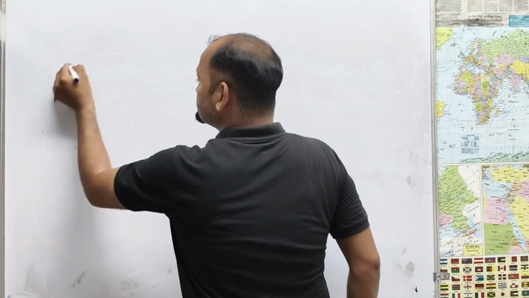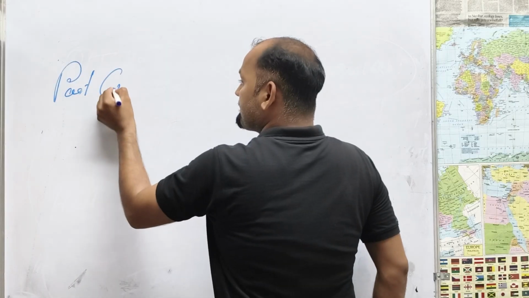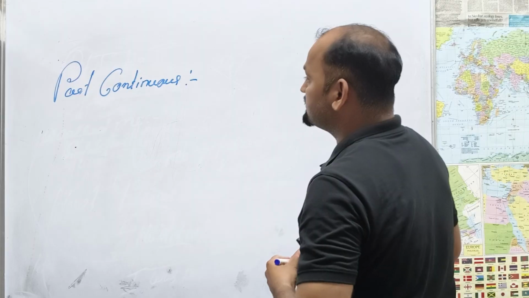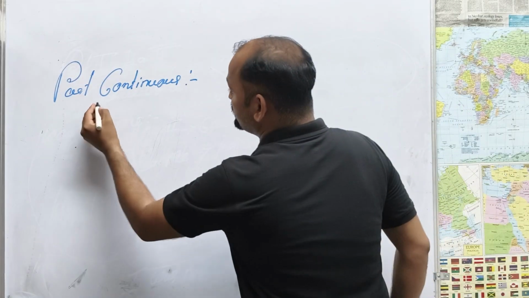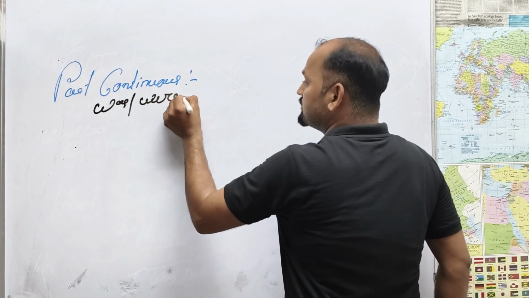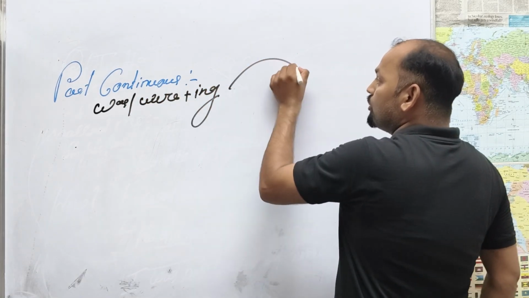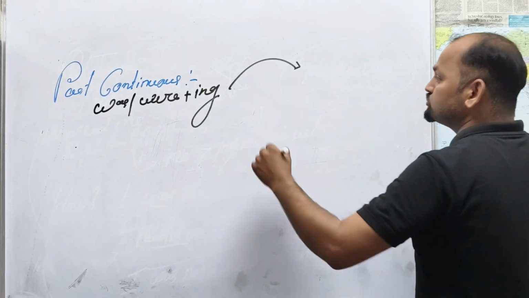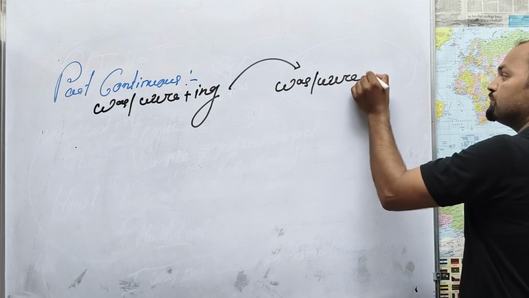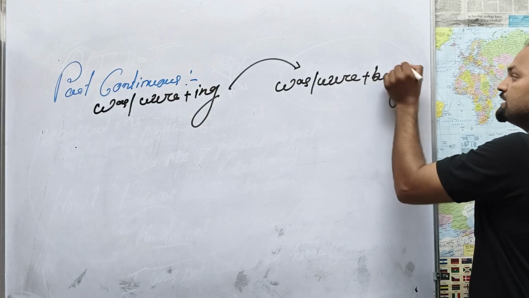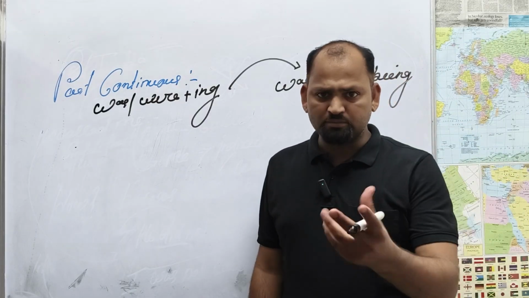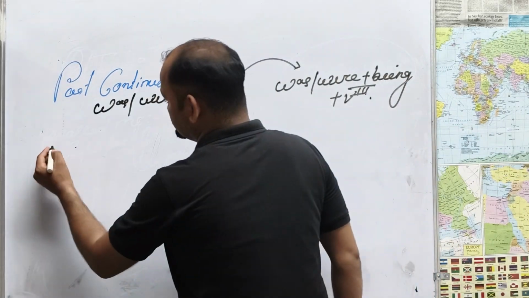Past continuous tense, and look at here. Just as I told you, past continuous tense is was and were plus the ing form of the verb. When we have to change it to passive voice, don't forget about was or were plus being plus verb third form. Either positive or negative. Let me give you the example.